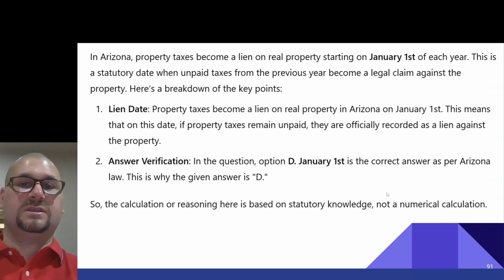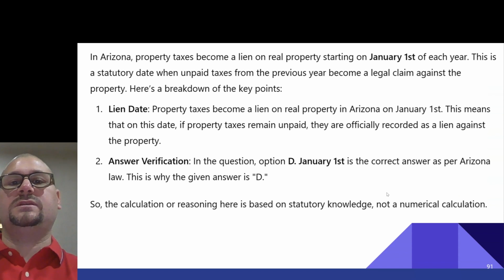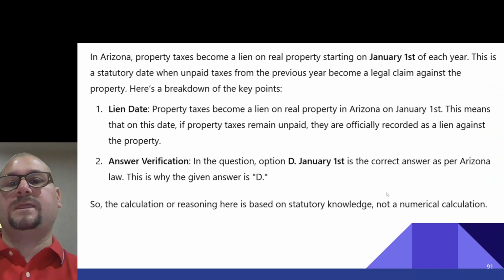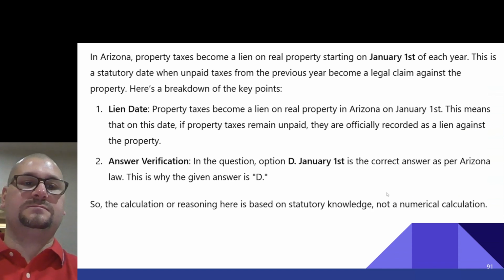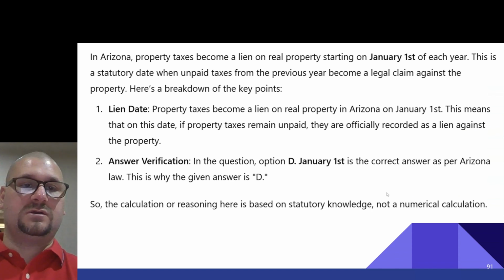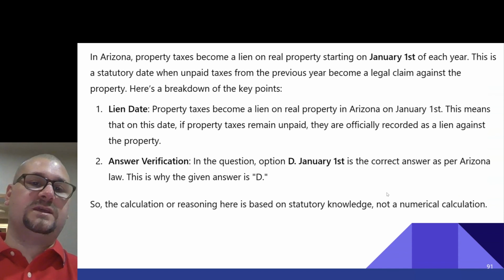Here's a breakdown of the key points. Lien date: property taxes become a lien on real property in Arizona on January 1st. This means that on this date, if property taxes remain unpaid, they are officially recorded as a lien against the property. Answer verification: in this question, option D, January 1st, is the correct answer as per Arizona law. This is why the given answer is D.